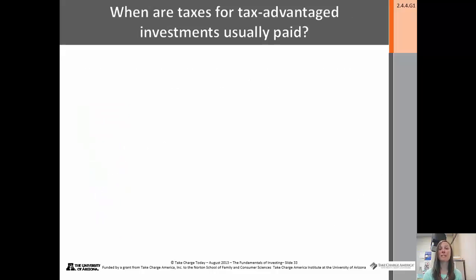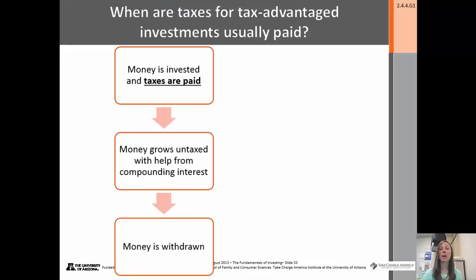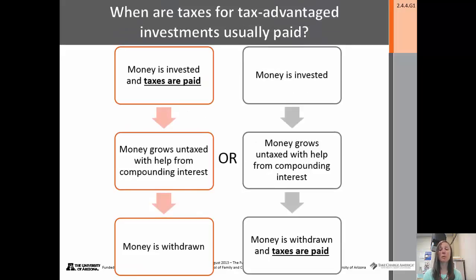When are taxes for tax advantage investments usually paid? There's a couple different examples. In this first example, money is invested and taxes are paid. So the money grows untaxed with the help of compounding interest, and then the money is taken out and no taxes are paid because you already paid them. Here you invest the money tax-free. It grows because there's more to grow since it's not taxed, but when you take it out, taxes are paid then. So those are two different options, usually used for retirement.